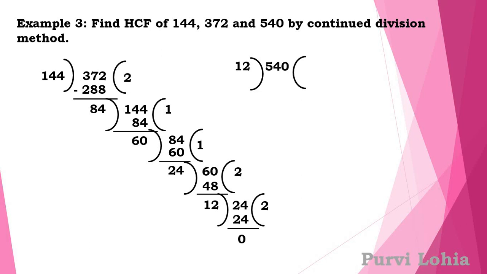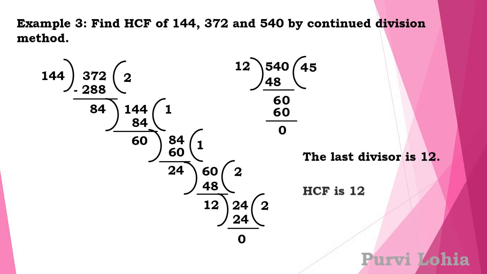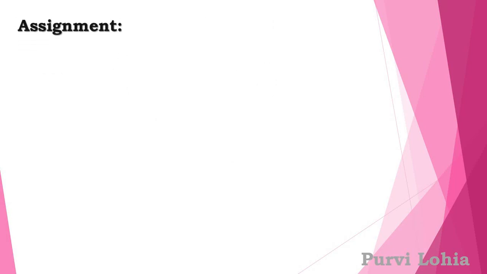How many times first? 4 times it will go. It will give 48. The remainder will be 6. And 0 will come down. And again it will be divided by 5 to give 60. Remainder is 0. So again the last divisor is 12. So the HCF is 12. So students, these were the three methods by which we follow the rules and find the HCF of the given numbers. Let's come to the assignment now.